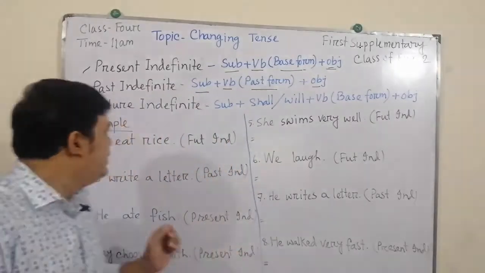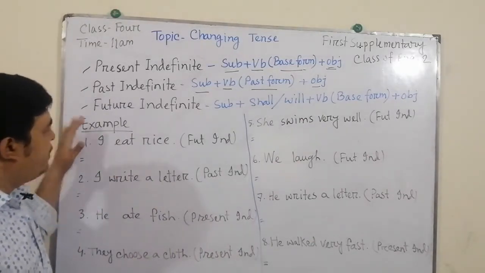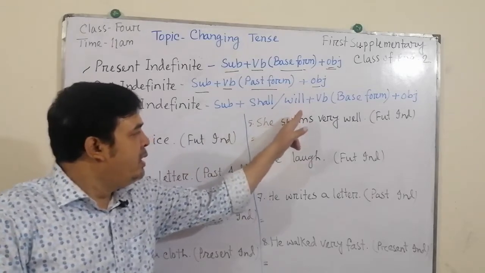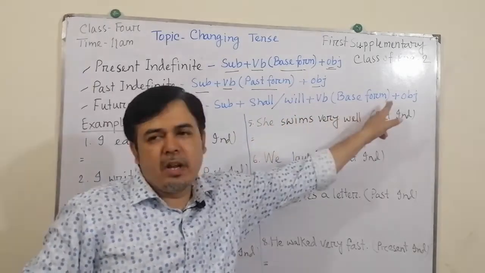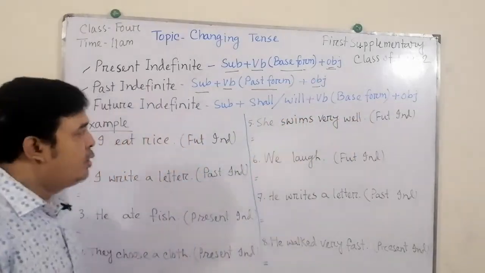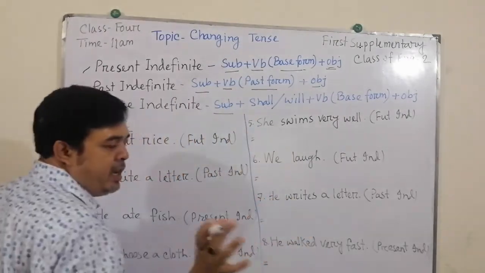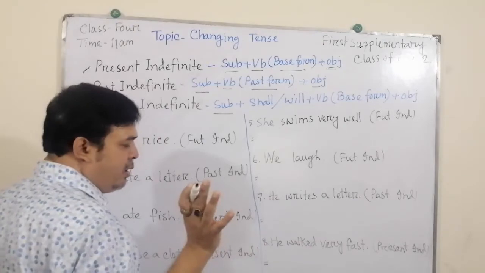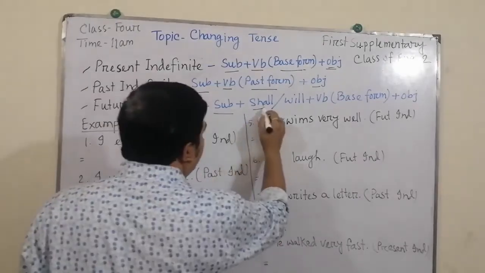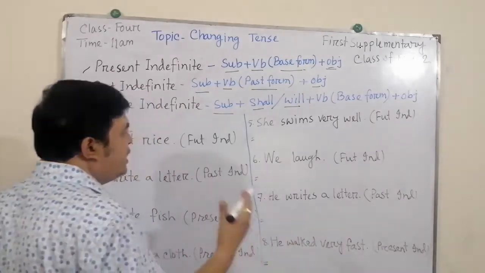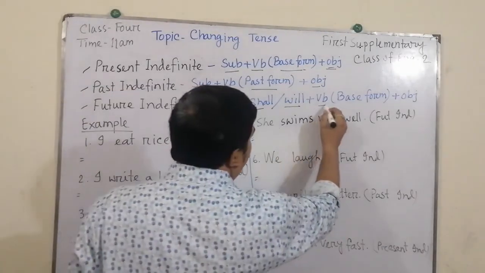Okay. And dear students, look at here, future indefinite, and that is subject plus shall or will plus verb base form plus object. Okay. So what does it mean? Subject, after that you will have to take a supporting verb, helping verb like shall or will. Okay, according to the subject it will vary, shall or will, and after that verb base form.